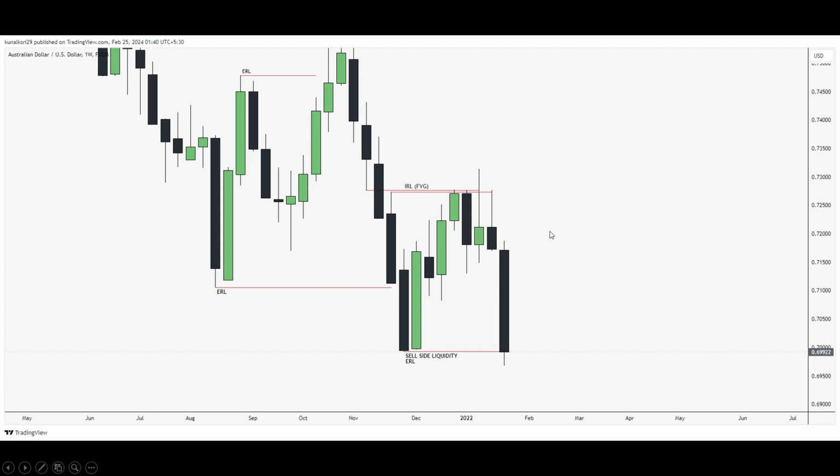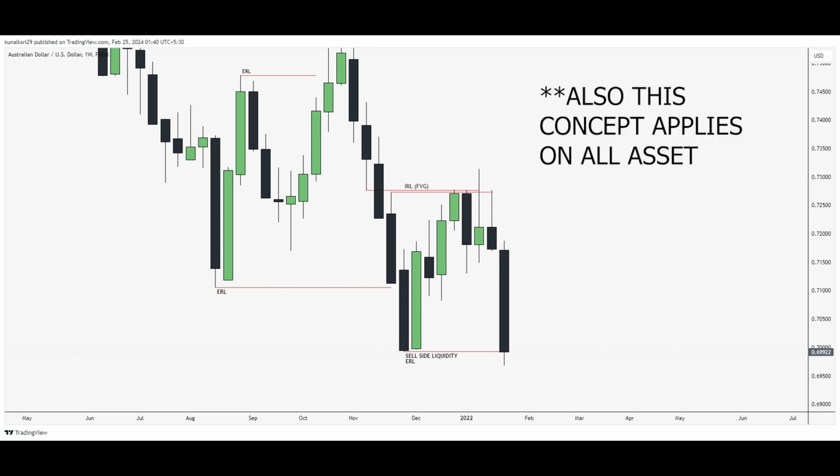sell side liquidity, okay. And whatever I am showing you guys in this bearish example, you have to apply the same thing on the bullish side, okay. So don't think that it only works on this one, the same thing applies on the bullish side as well as on the bearish side, okay.